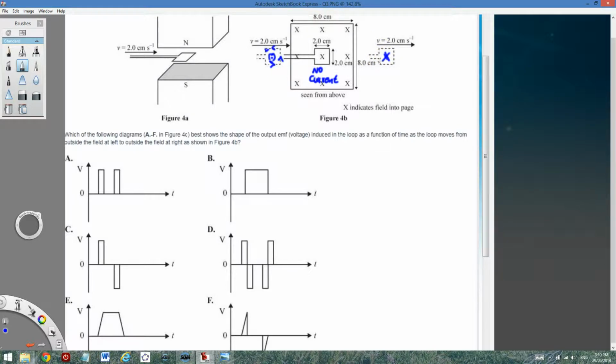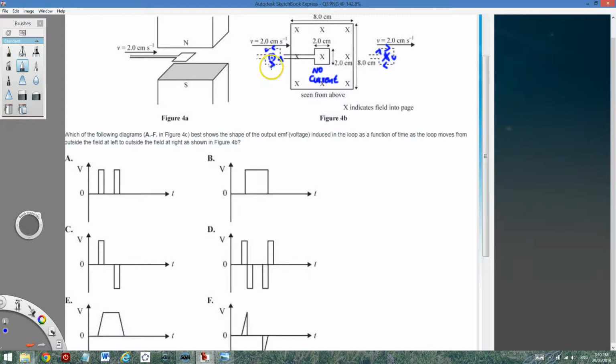Okay, inside the loop, the wire has to be into the page. Then use your right hand rule. Try to grab each wire. You find out we should have a current flowing clockwise. So note that.